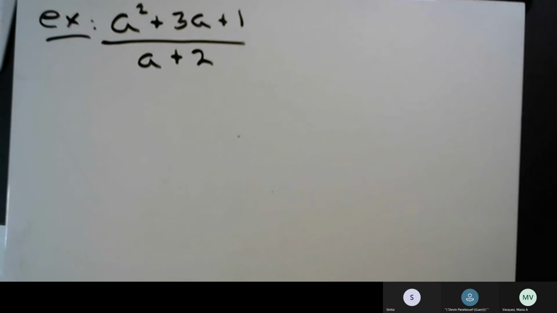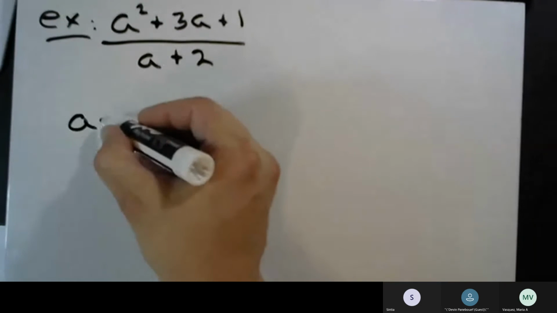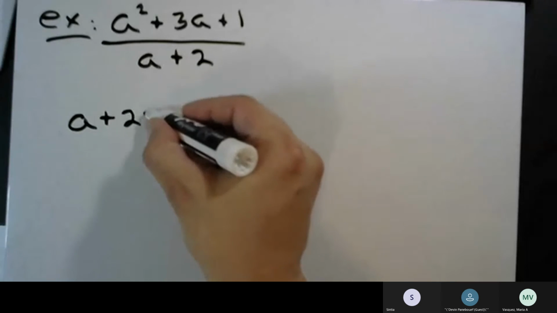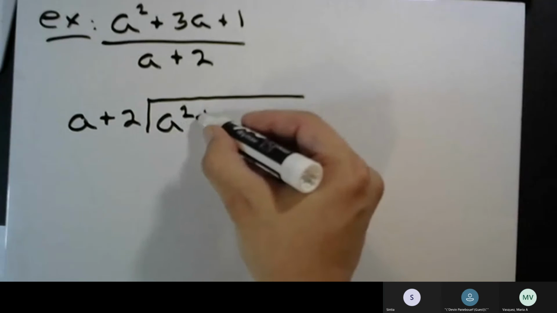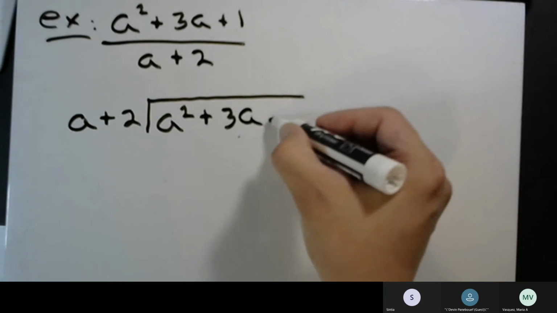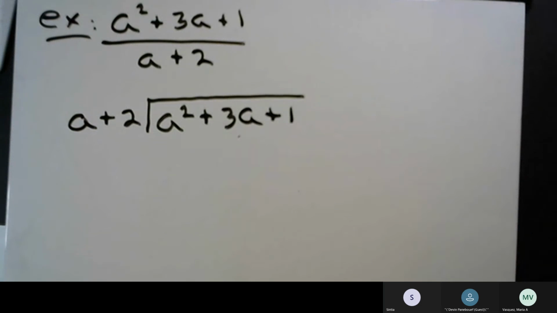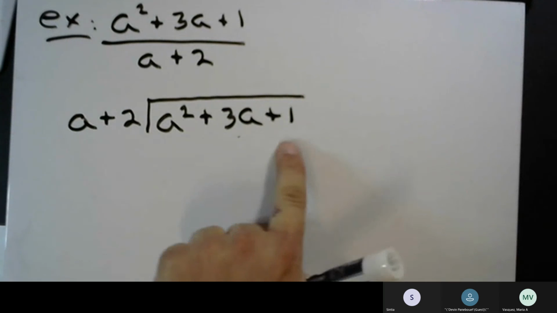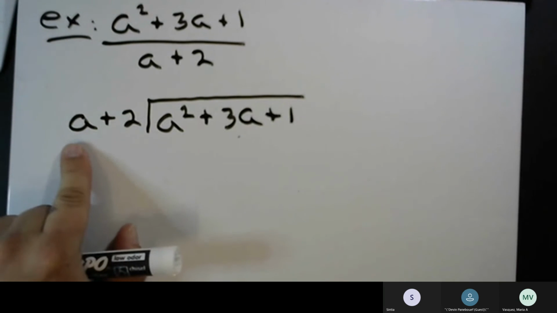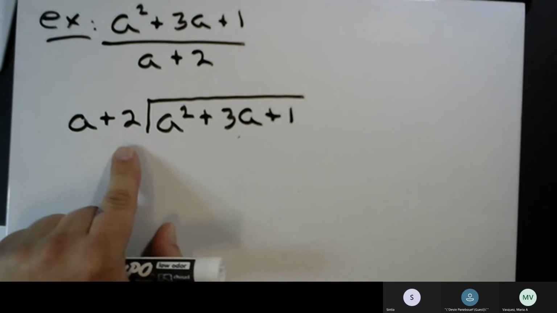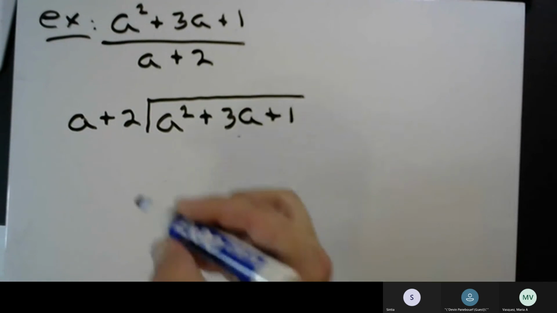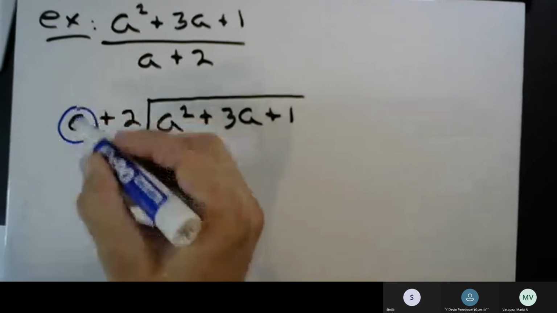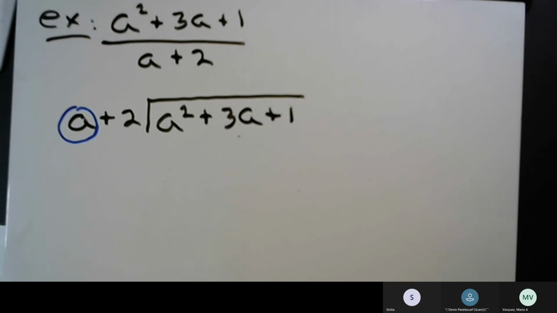So again, we're going to write it as long division. So again, we want to make sure it's in standard form, so the highest degree term is ahead of the lower degree term. Highest, next highest, smallest. And then the first term here is going to be doing all the work.